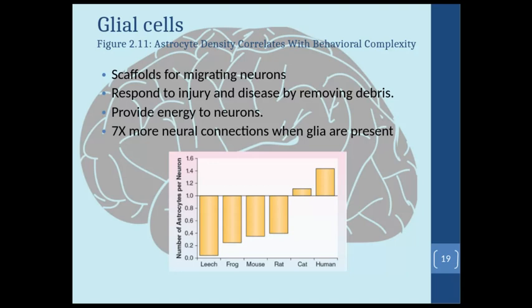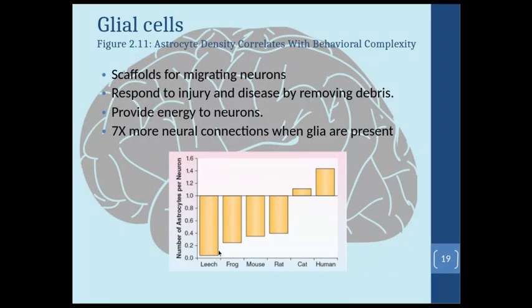Specific ones may have specific jobs, but overall, they are there to make sure your nervous system is running as efficient as humanly possible. So you can see the astrocytes are the ones that help the neurons and give them energy and nurse them back. You also see more astrocytes depending on the complexity of the brain. So looking at the leech brain, the frog brain, the mouse brain, yes, they have certain movements that they have to do, but they're not very complex in their behaviors.